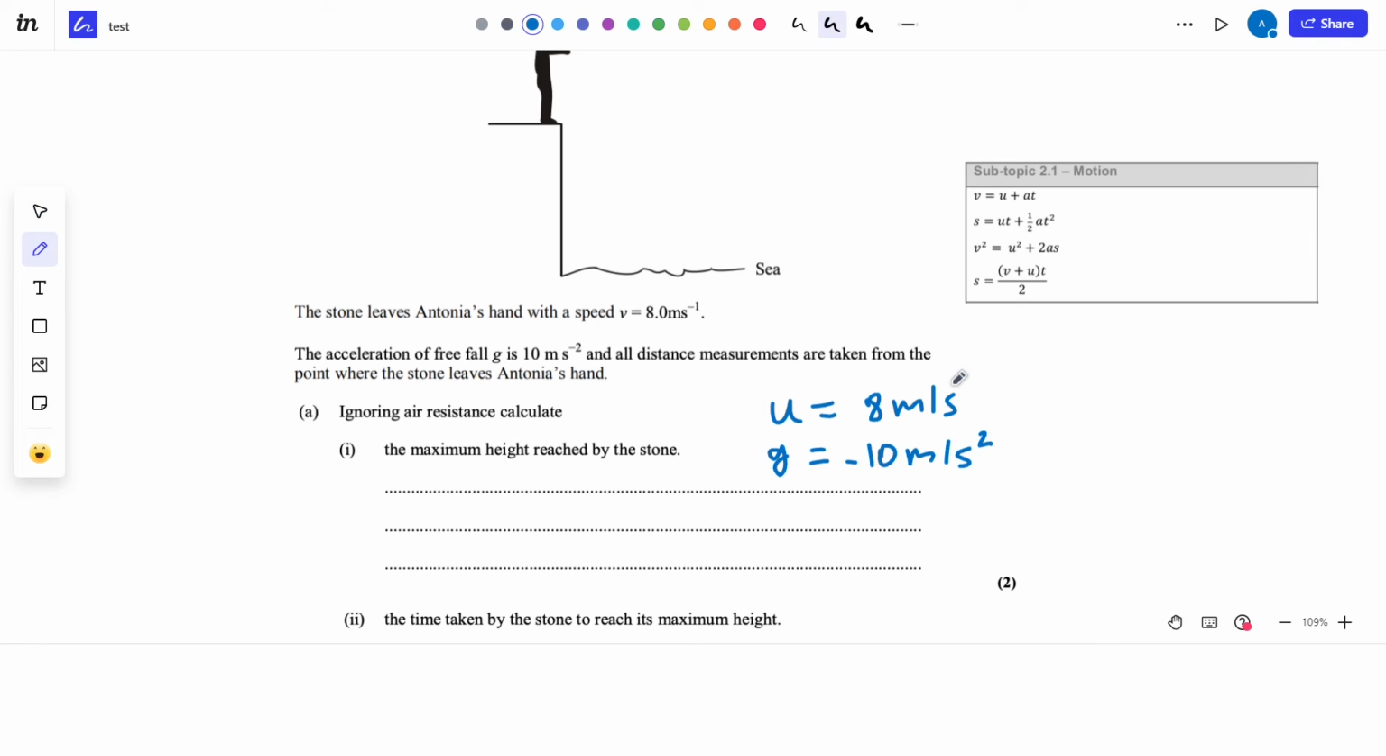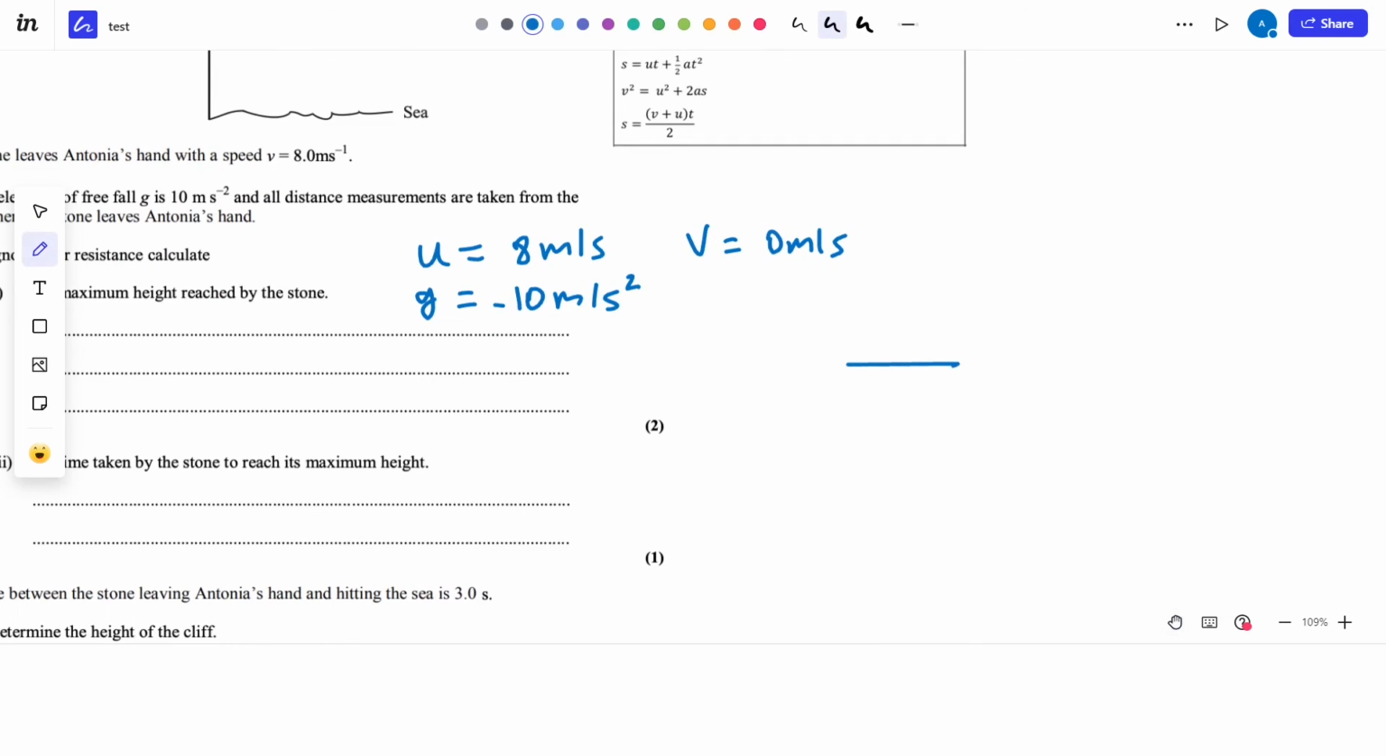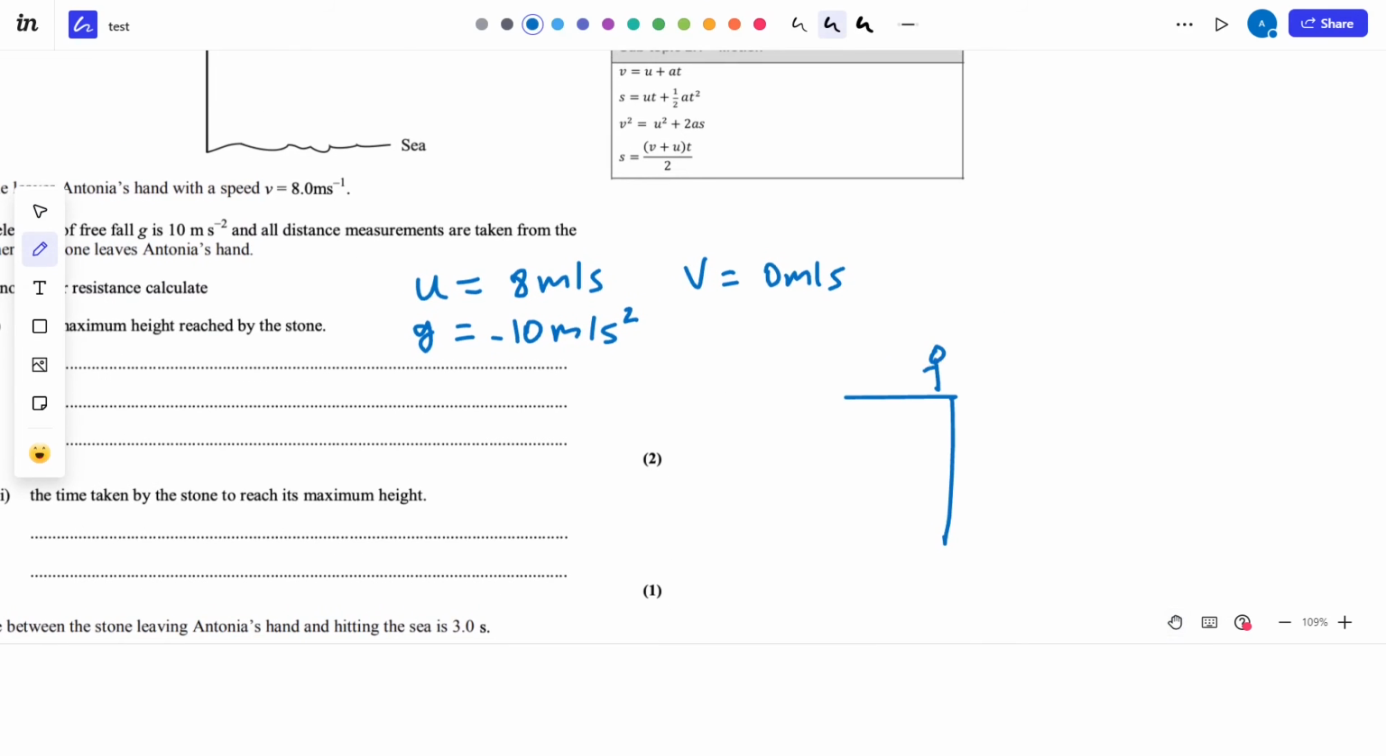And it says the maximum height reached by the stone. So this is definitely not given information, but there's one more point that we can deduce from this, which is that final velocity is equal to 0 meters per second. Let me explain. We have a person, in this case Antonia, at the edge of a cliff.